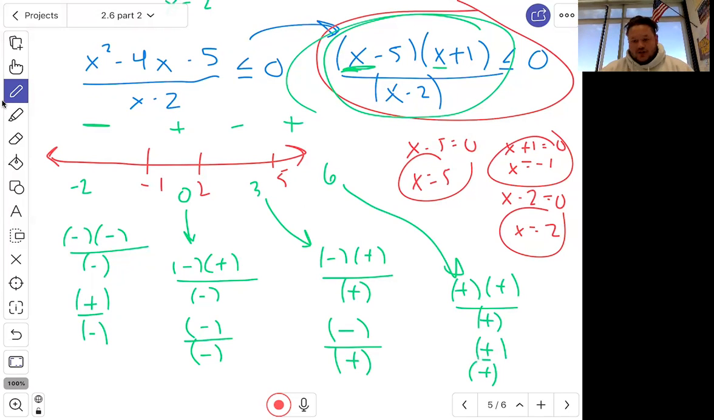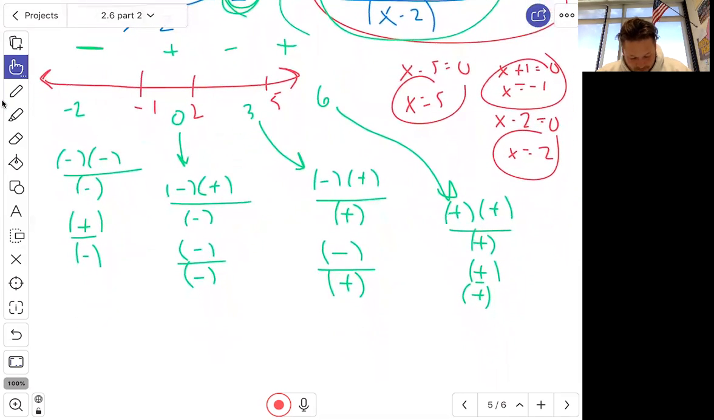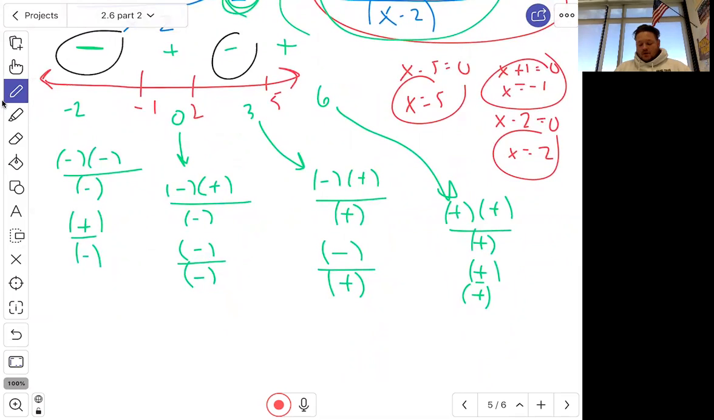Now that I got my sign chart, I'm just about done. I want to look for solutions that are less than or equal to 0. So I'm probably going to use some brackets in here. And I'm looking for less than 0, which means negative. So I'm just going to scoot this up a little bit. So I'm looking where I have negatives, which is here and here. Those are my intervals where my function is negative.